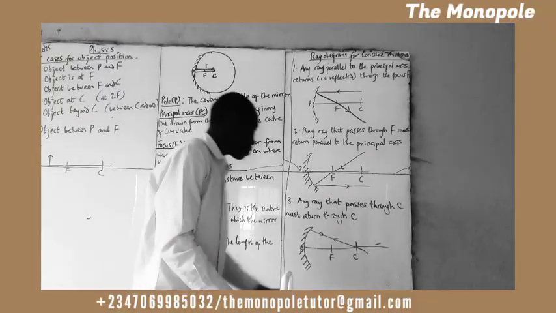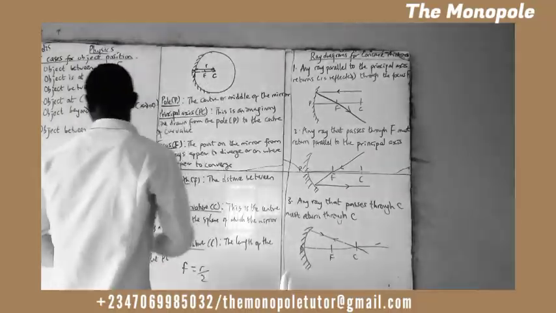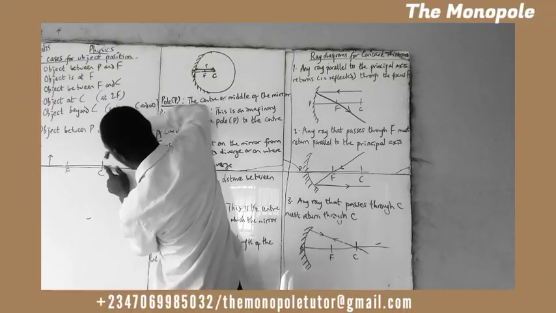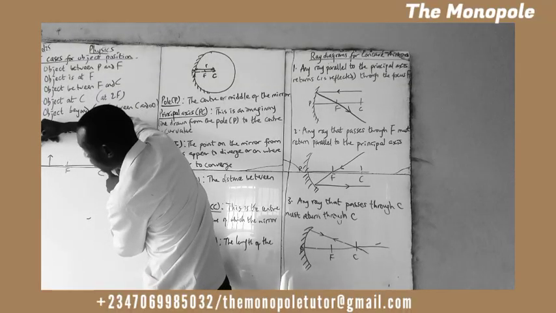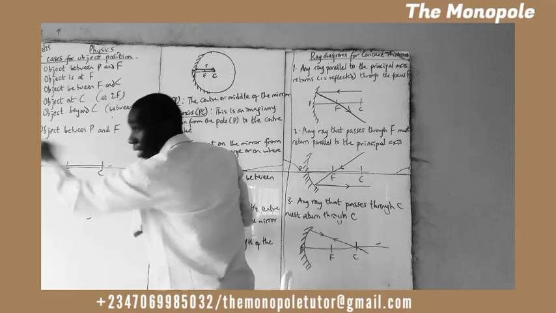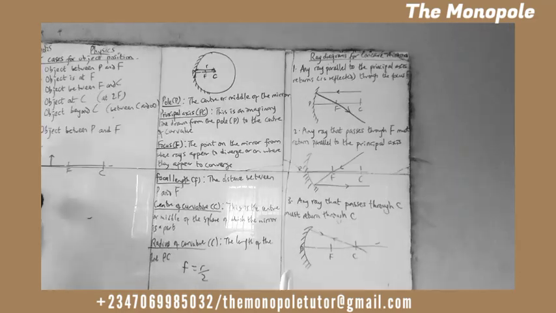Any ray that passes through C must return through C. Definitely, the ray can go from C and meet this object here and be incident on the mirror, then it will return back in that same direction. So let's do just that.